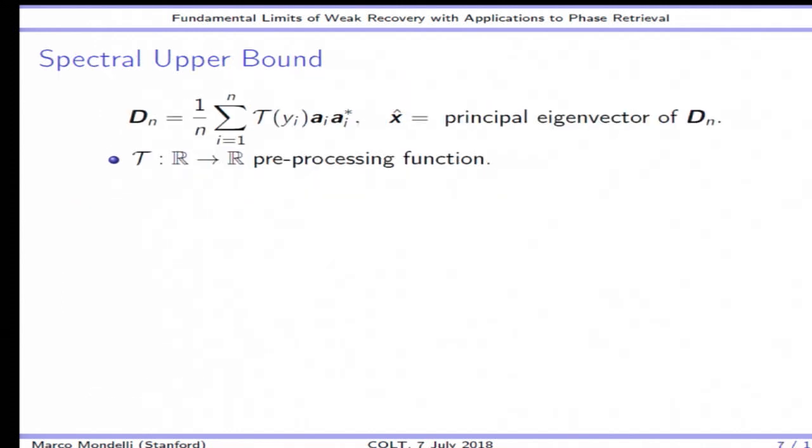Okay, let me talk about the spectral upper bound. This is a relatively standard thing to do in this kind of problem. What we do is form a matrix by taking some modulation of the data. We take the data y_i, we apply some preprocessing function tau, and then we multiply by a_i a_i star. If tau is, for example, the identity, this was done a few years ago, and this was the spectral initialization for alternating minimization in the original algorithm of 13. So one question, for example, is what is the best preprocessing function? In this paper, we also answered this question. The spectral estimator is the principal eigenvector of this matrix here.